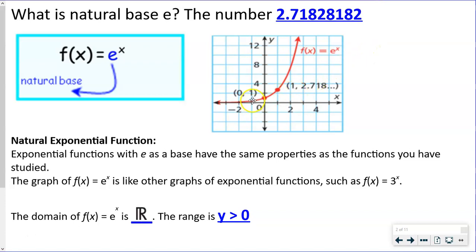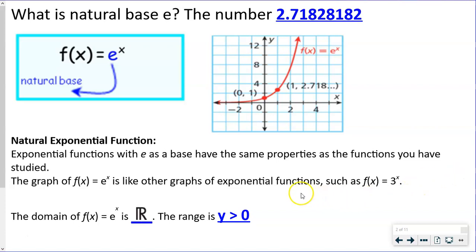So if we were to graph e to the x power, it would look like this. And obviously at 1, we would have e to the first, so that would be this number up here. Natural exponential functions, or exponential functions with e as the base, have the same properties as functions you have studied, such as the graphs of exponential functions like f of x equals 3 to the x power.